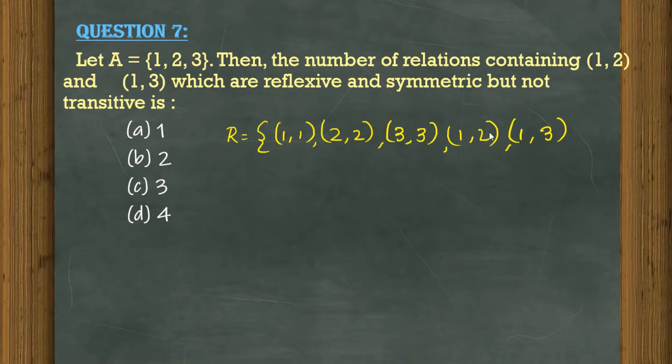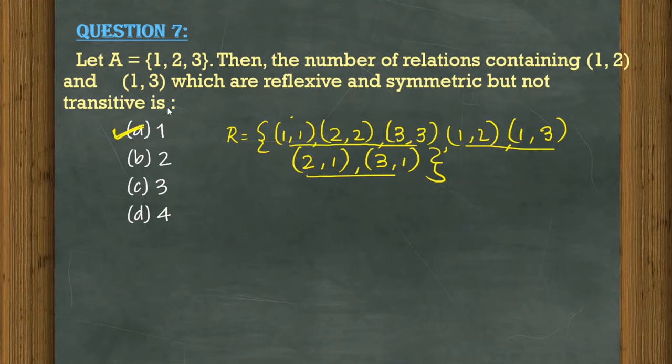If (1,2) and (1,3) are there and the relation is symmetric, so there should be (2,1) and (3,1). So it is now reflexive also and symmetric also, but it is not transitive here. So there can be only one possible relation where (1,2) and (1,3) can be present, and it is reflexive and symmetric but not transitive.